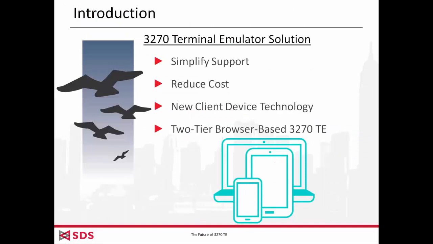In recent years, users of Java Applet-Based 3270 terminal emulation started realizing that it was time to migrate to a thin client browser-based 3270 terminal emulator to simplify support, reduce cost, and support new client device technologies. But before deciding on your next 3270 terminal emulation solution, you should realize there are two types of thin client browser-based 3270 terminal emulation architectures. And the unique simplicity of Virtel's two-tier architecture remains a key differentiator when compared to the three-tier architecture of its competitors.